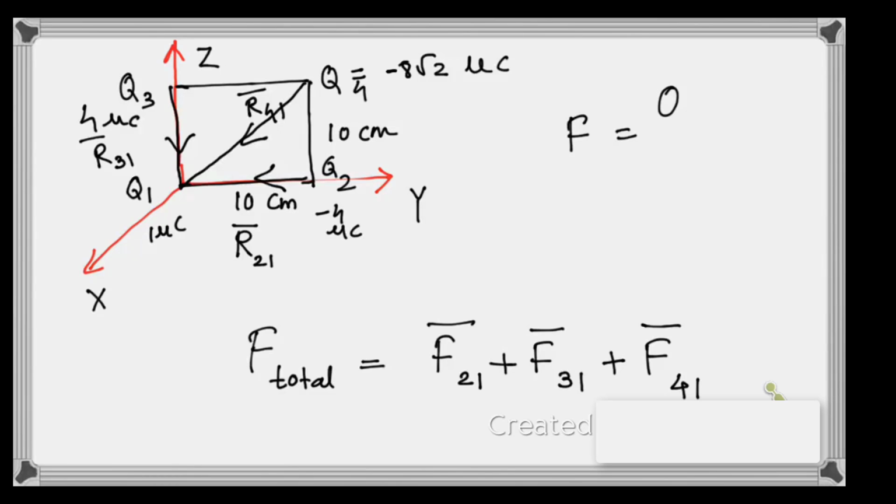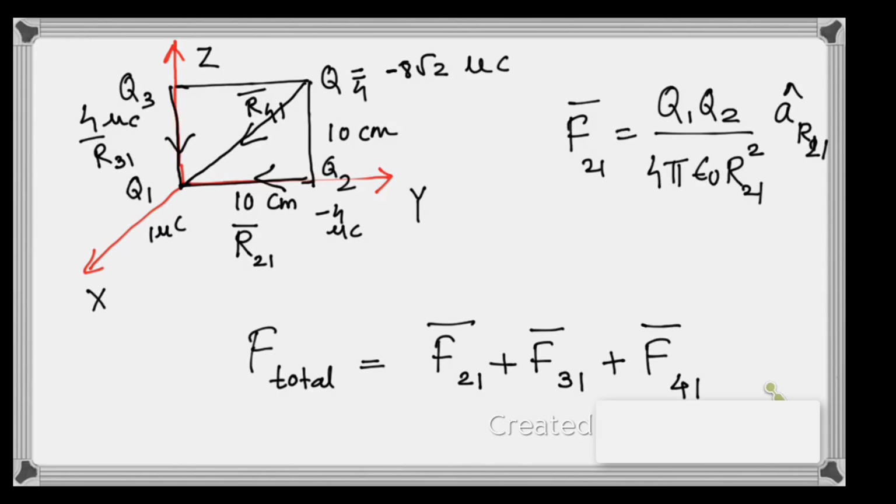Each force is given by one charge multiplied by the other charge divided by, for example, for 2-1 we can write the equation like this. F21 can be written as q1 q2 over 4 pi epsilon naught, magnitude of r21 squared, and unit vector r21 cap. Similarly we can find the individual forces F31 and F41. So let us first find the distance vectors. In the next page let us find the distance vectors.